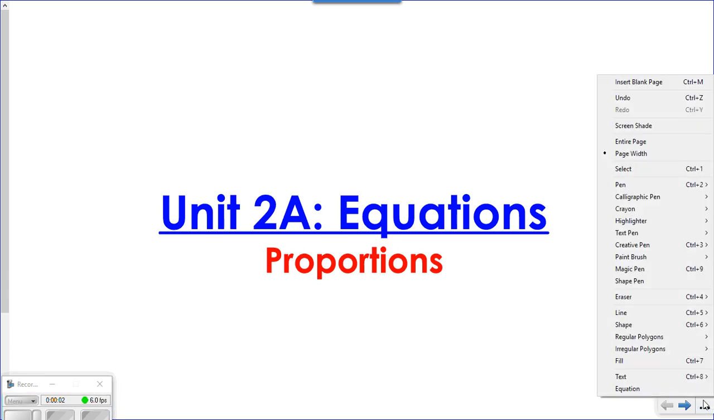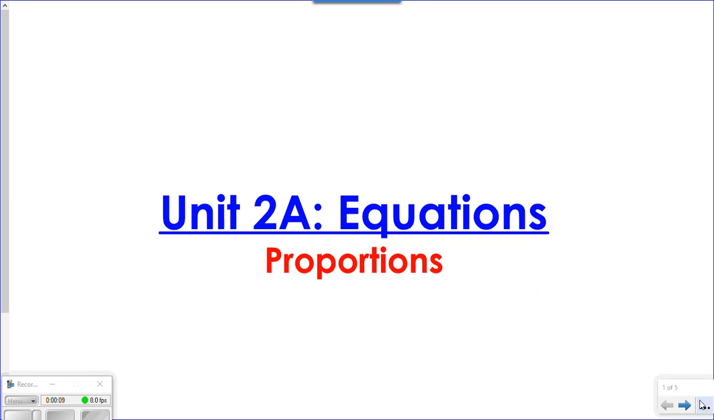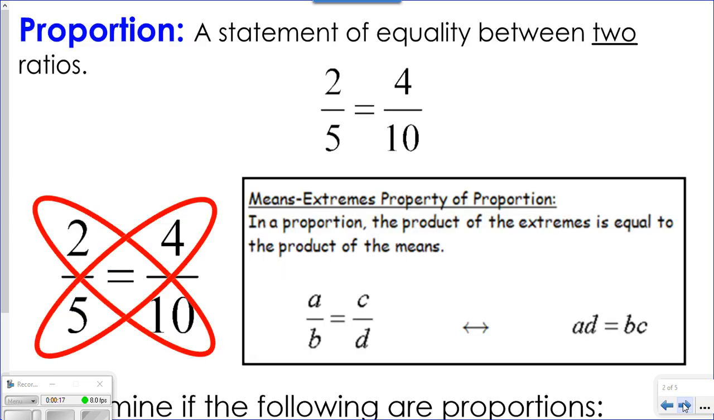Now we're going to take a look at equations that are set up in the form of proportions. I'm sure you guys have worked with proportions before, and we're going to start with some of those basic proportions, but by the end of this lesson we're going to be looking at some that are a bit more complex, but that are still solved using the same method.